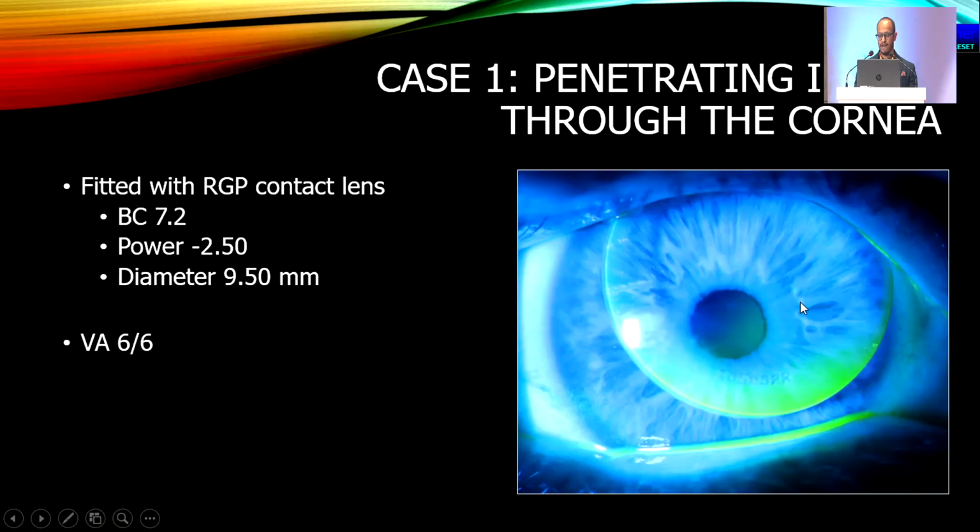In this case, the patient was fitted with a rigid contact lens, an RGP, a small contact lens of 9.5 millimeters in diameter, small refractive error there, and corrected the patient up to 6/6. So high utility in this patient who would otherwise be left visually impaired in this eye.